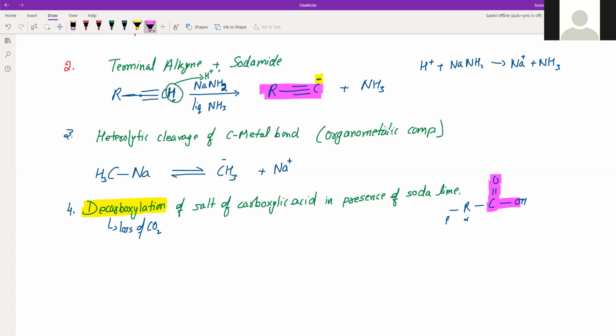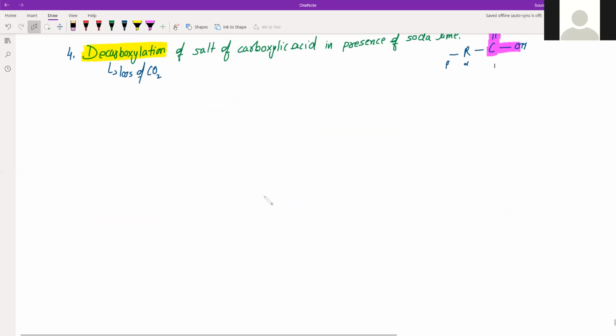So we'll see this in detail when we come to decarboxylation in the carboxylic acid chapter, because this is a very specific reaction, and you will get only one example of this. So that's why we'll study it only when it comes in that chapter of carboxylic acid.